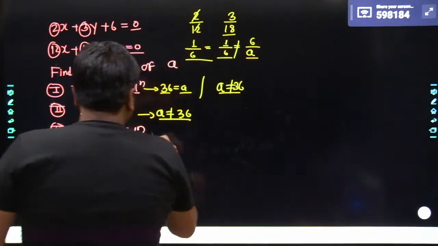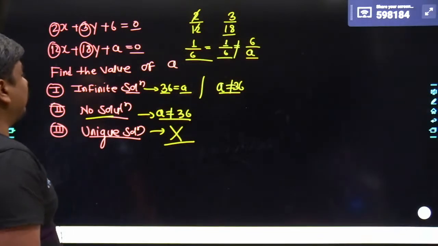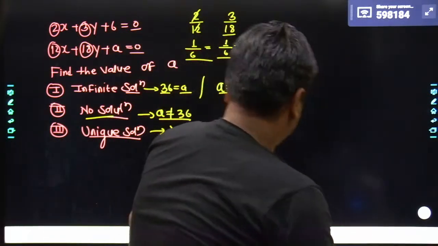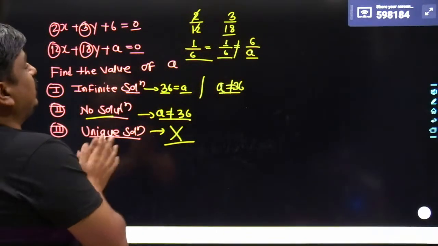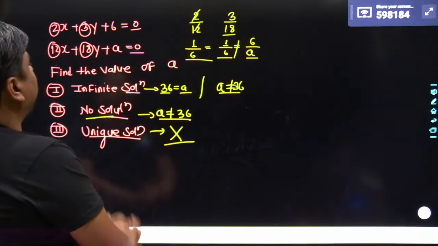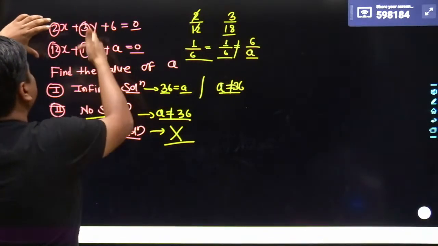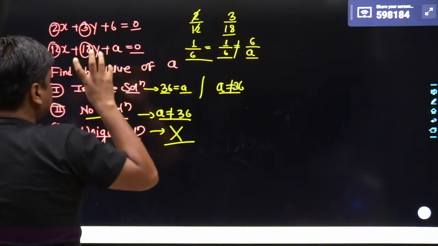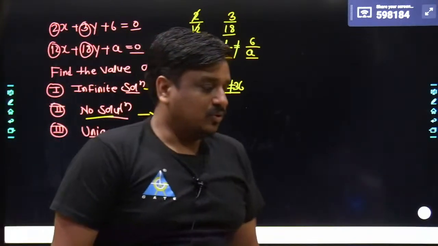And just by changing the value of a, you cannot create the situation of a unique solution. Why? Because in case of a unique solution, you want the ratio of a1 and a2 to not be equal to b1 and b2, but it is given that a1 versus a2 is precisely equal to b1 versus b2. That means you cannot frame this problem into the unique form of solution.